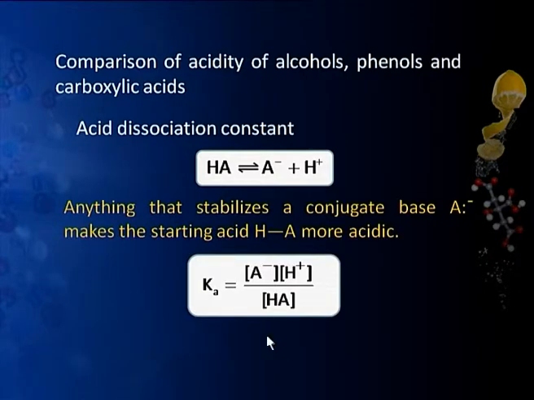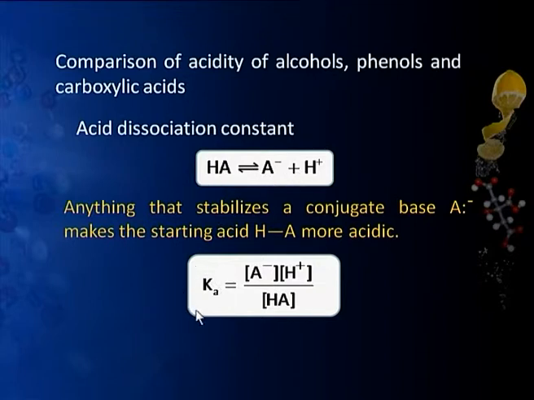And we write the acid dissociation constant as the concentration of the anionic part and the concentration of this H plus ion, divided by the concentration of undissociated acid. Now, the more the concentration of H plus ion, the stronger the acid, and more concentration means the equilibrium is more towards the right side.